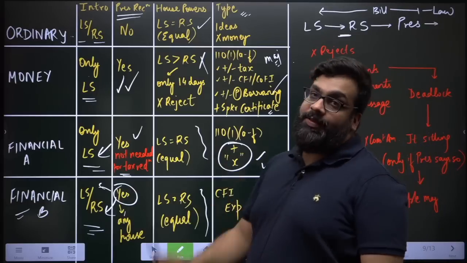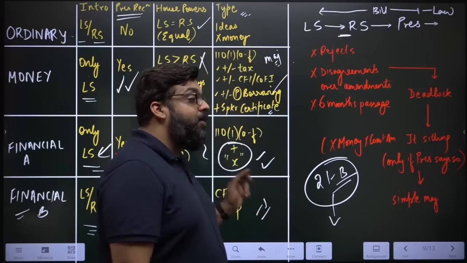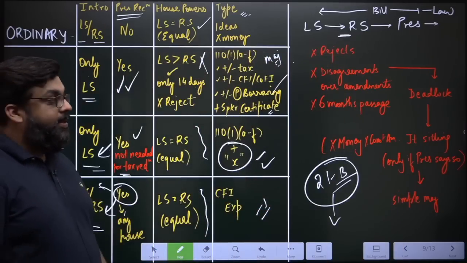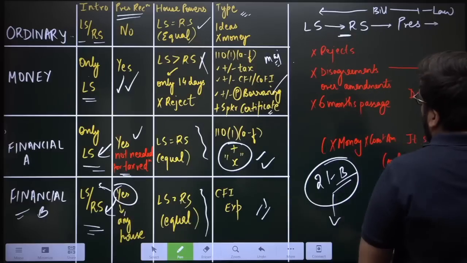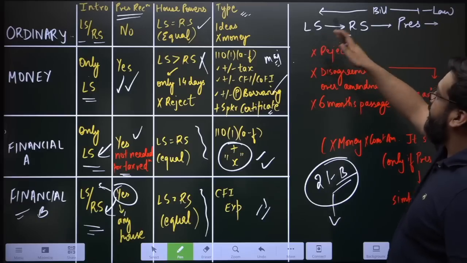They have never asked you this. Do you understand why? Because the lines are so thin. This is why, right? Anyways, so the basic process is either the Lok Sabha or the Rajya Sabha.